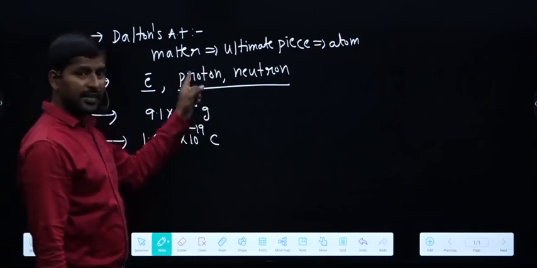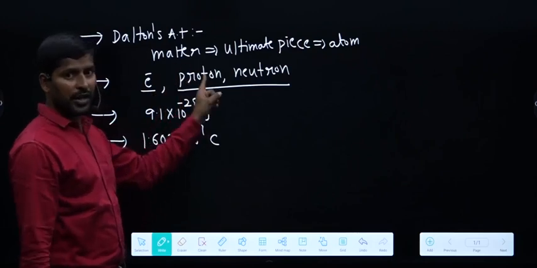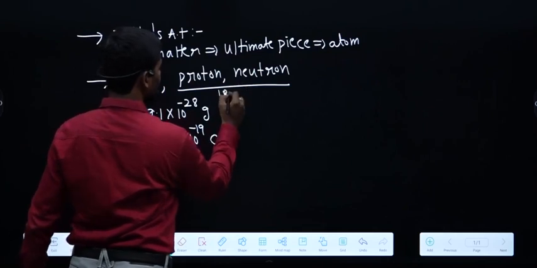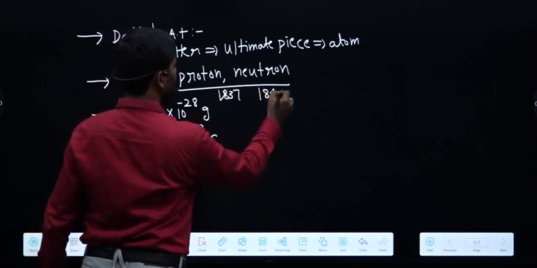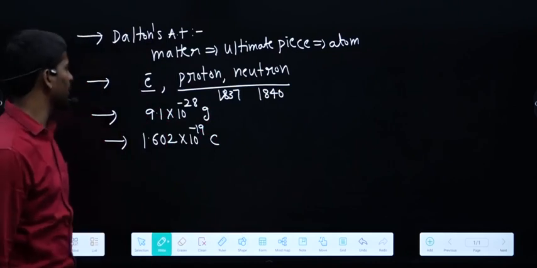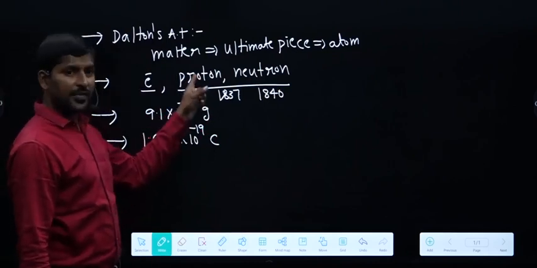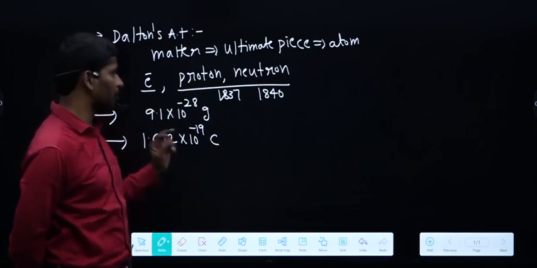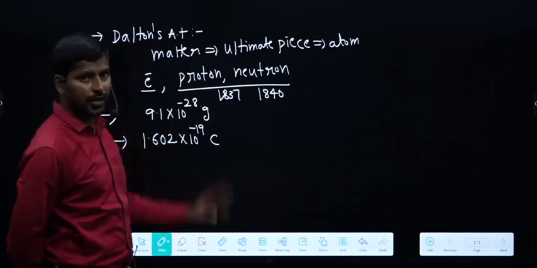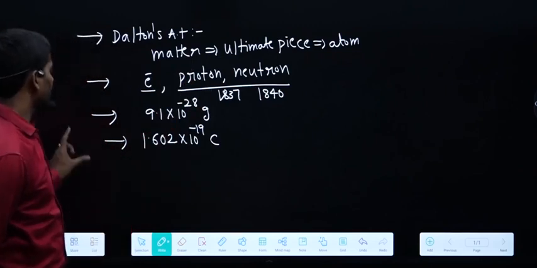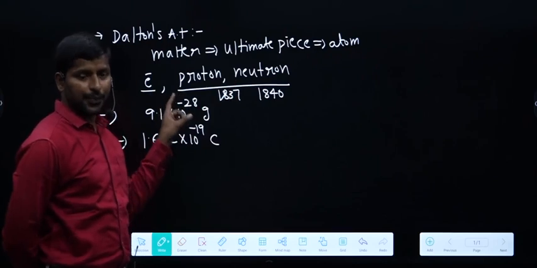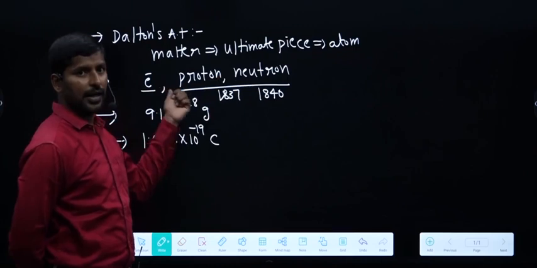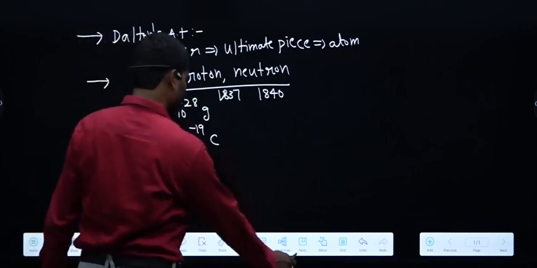Proton mass is almost 1837 times that of the electron. Neutron mass is almost 1840 times. This is 1837 times, this is 1840 times more compared to the electron. The charge on the proton is positive, and the magnitude is the same, 1.602 into 10 power minus 19 coulombs. Neutron is neutral, no charge. And the spin of all these three is 1 by 2. As the spin is half-integral, they are said to be fermions. Electron, proton, neutron are called fermions.